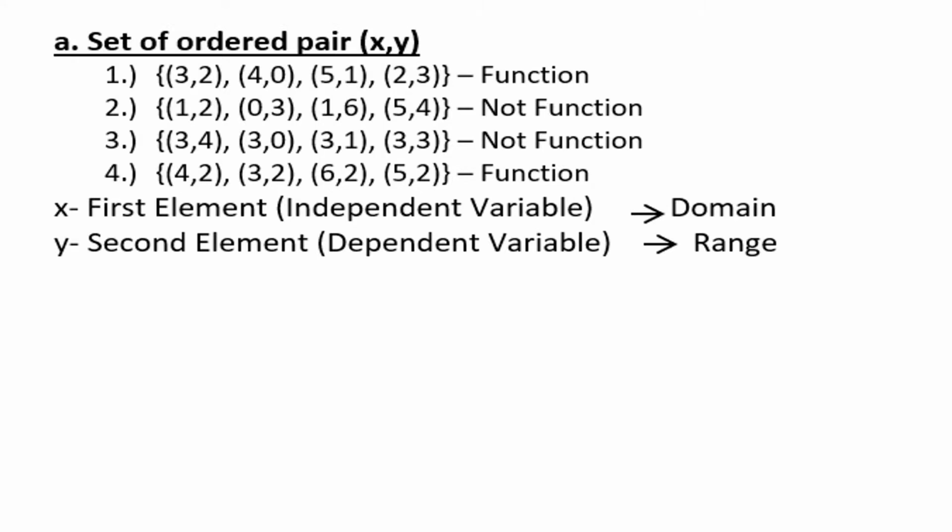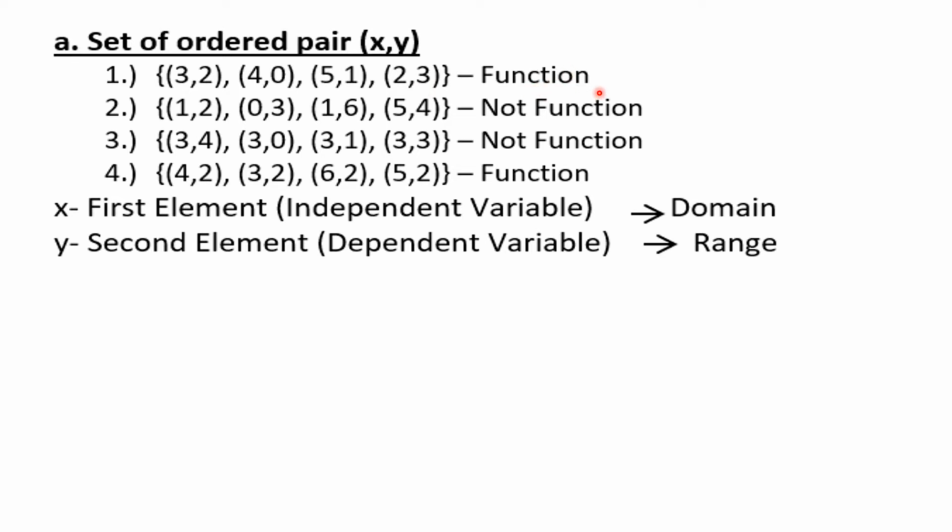The input here is the money you insert, then the output is the drink that you wanted according to its price. As I said earlier, a function can be represented using a set of ordered pairs (x, y). Your first element here is the independent variable x, also known as the domain. The second element in our ordered pair is y, also known as the dependent variable or the range. For example, in number 1, the set of ordered pairs is (3, 2), (4, 0), (5, 1), and (2, 3). So it is a function.